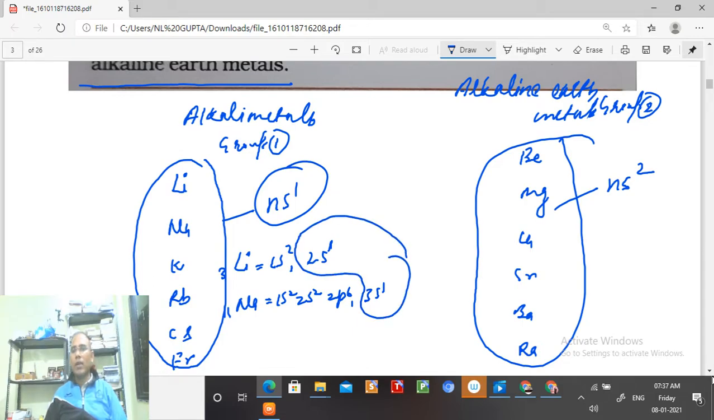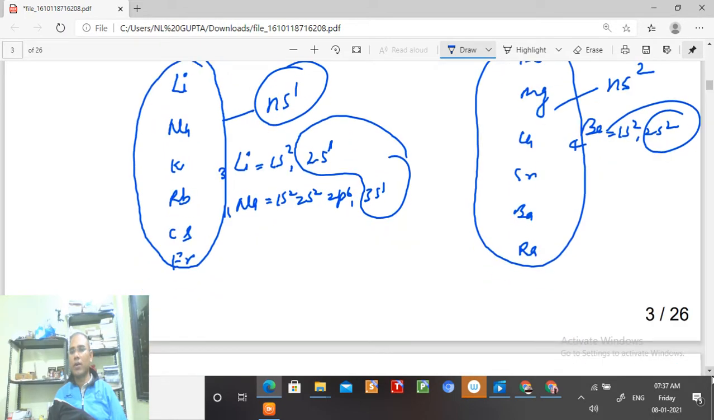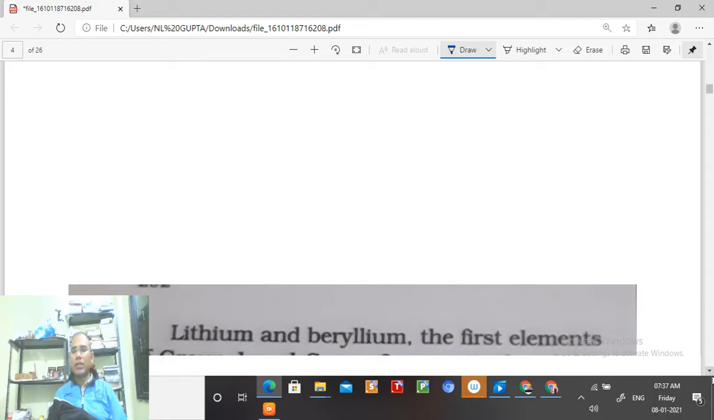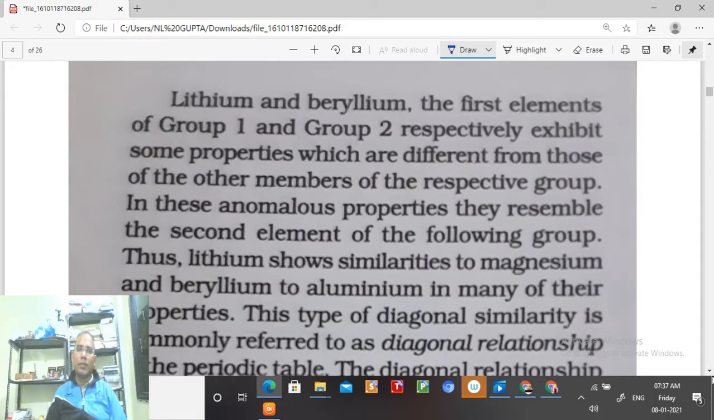So you will find s1 and s1. If we talk about beryllium, which is 4, it is 1s2 2s2, so there are 2 electrons in the valence configuration. That is correct, student. Let us look at another property.